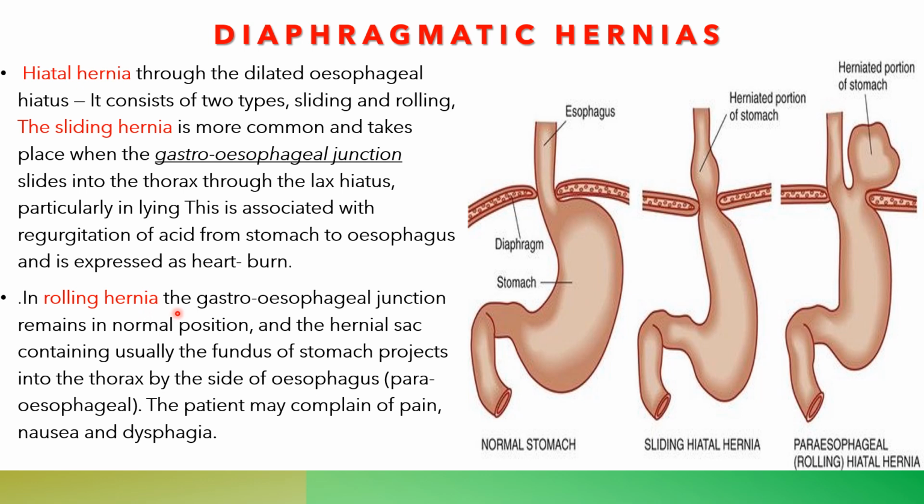Then next we have the rolling hernia, also known as the paraesophageal hernia. Remember this, the rolling hernia, also known as the paraesophageal hernia. The gastroesophageal junction remains in normal position. So you can make out here the esophageal junction remains in normal position, and the hernial sac containing usually the fundus of the stomach projects into the thorax by the side of the esophagus. That is why it is known as the paraesophageal hiatal hernia or the rolling type of hernia.